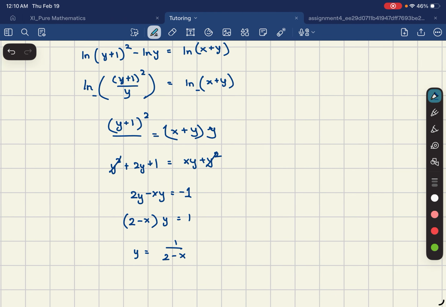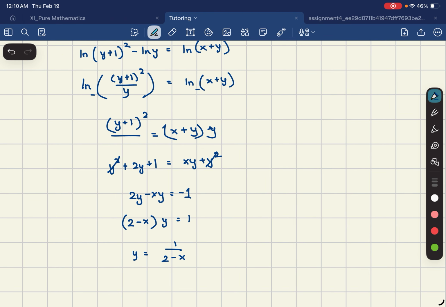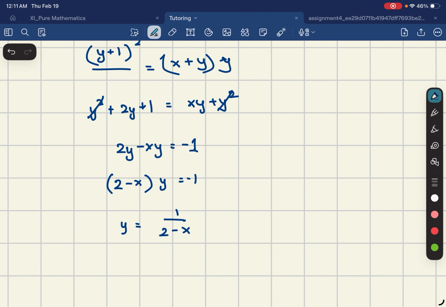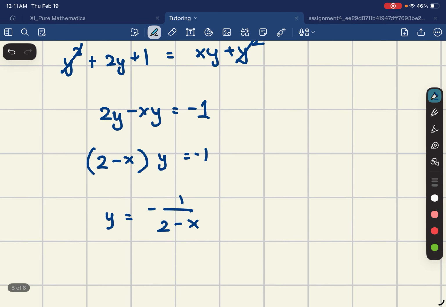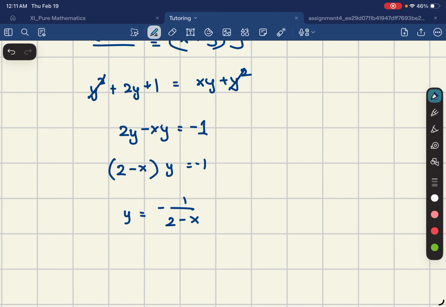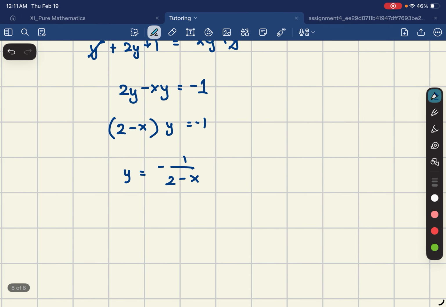I seem to have missed a negative sign somewhere. Oh, sorry. Because this is negative 1. Because 2y minus xy we said was negative 1. So (2 minus x) times y is negative 1 because I factored out the y. And y is negative 1 over 2 minus x.